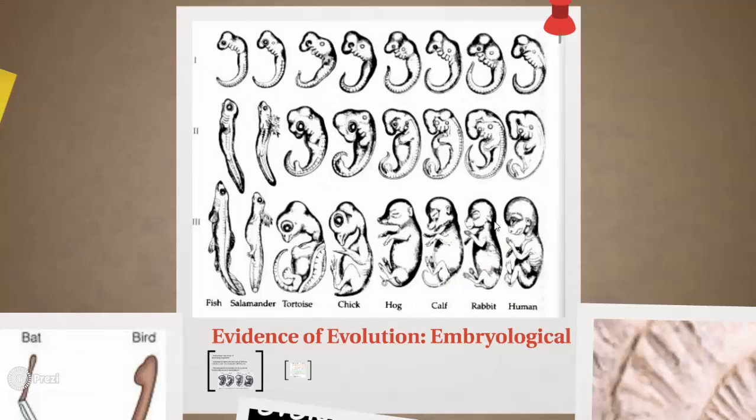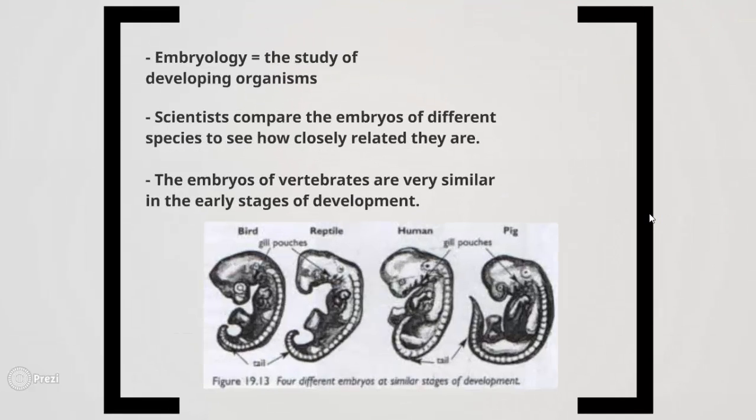The embryos, and eventually they hatch or they're born, and we get that species. But it's so interesting how similar they are, and that really gives you the idea that, oh, hey, maybe we did come from a common ancestor.